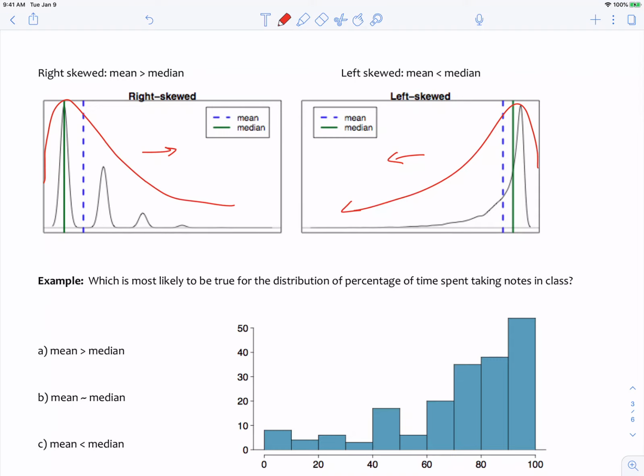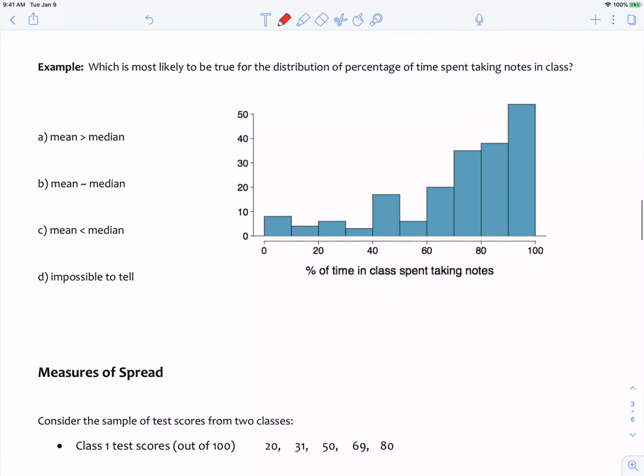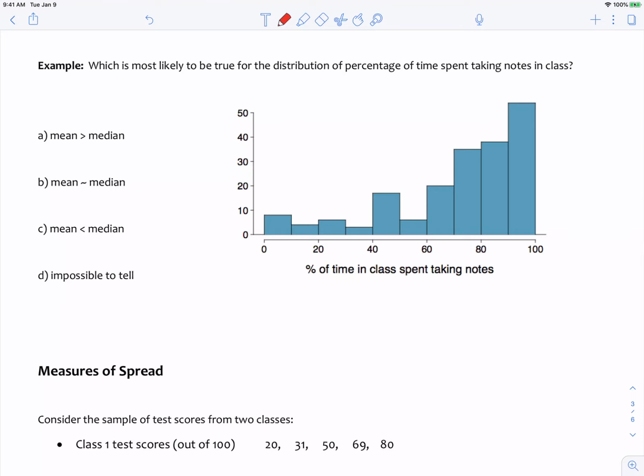We can either have the picture and give some indication of the mean versus the median, or we could just have the measures themselves of the mean and the median and be able to say something about the distribution's skewness or symmetry. Okay, so here's an example: which is most likely to be true for the distribution of percent of time taking notes in class.